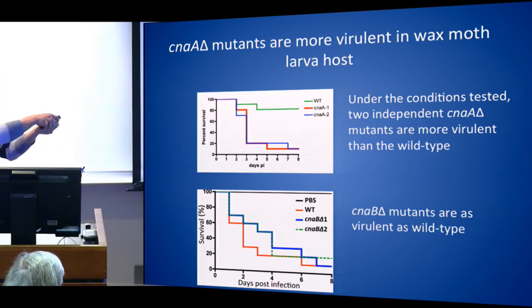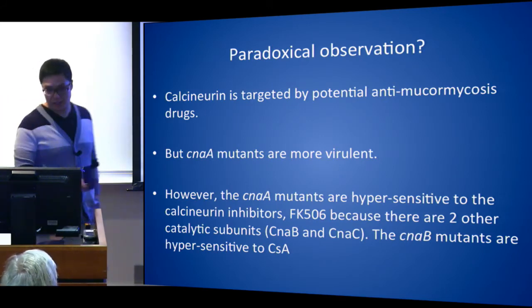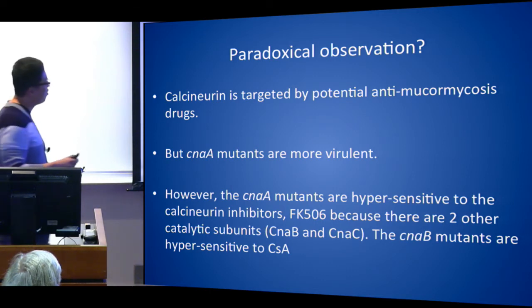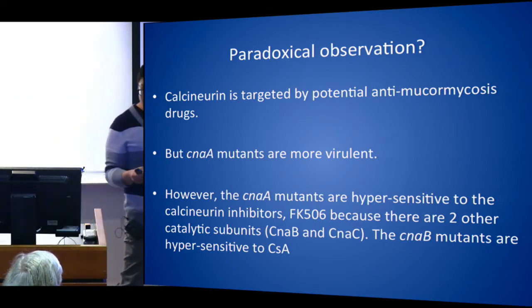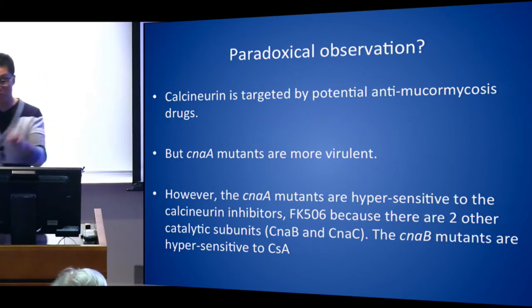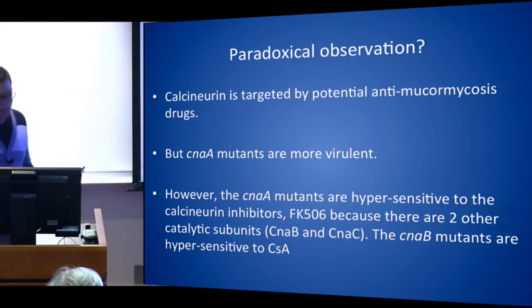But observing this result, this could be paradoxical. Because we just claimed calcineurin as an antifungal target, then we knocked out the calcineurin gene and it is more virulent. That is not what we want to see. But our hypothesis is still valid. As I showed, the CNA mutant and CNAB mutants are much more sensitive to the calcineurin inhibitors. So how does this work?